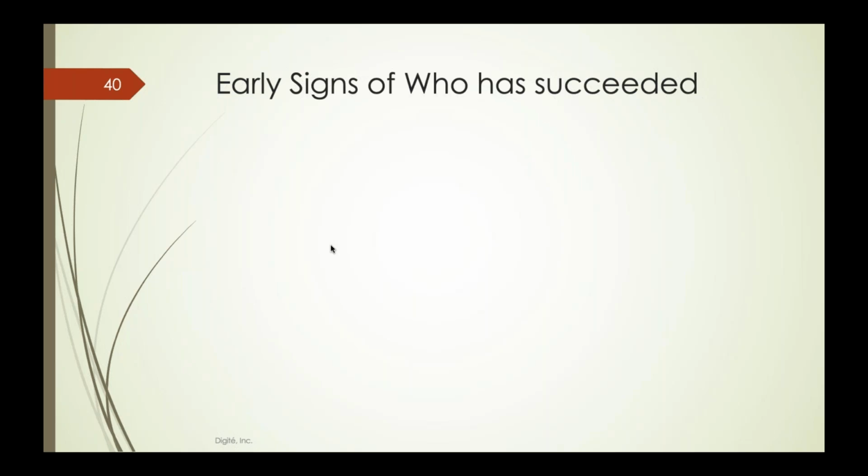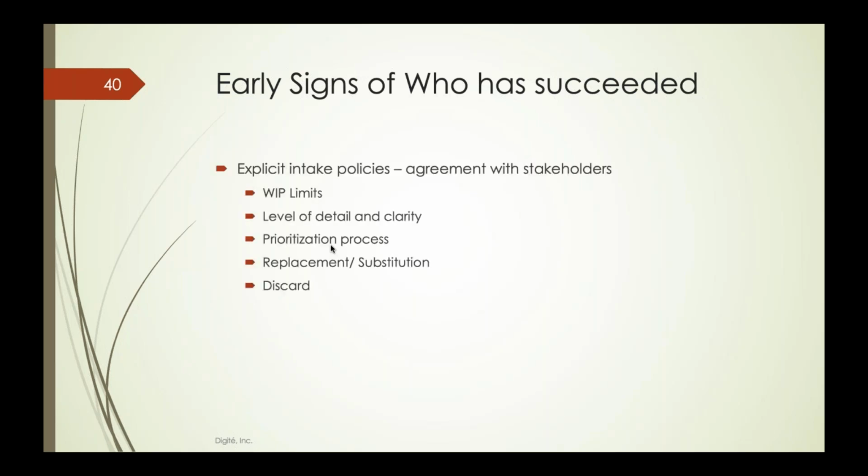Looking at who are the companies that have succeeded in this manner, these are teams that have not only looked at their own work, but they have also tried to get agreements with their stakeholders. Typically, these are people who are upstream, to the left of the board, so to speak, to the board that they're looking at. And these agreements could mean agreements in terms of how WIP limits are to be defined and what WIP limit they will implement so that their intake of work is manageable.